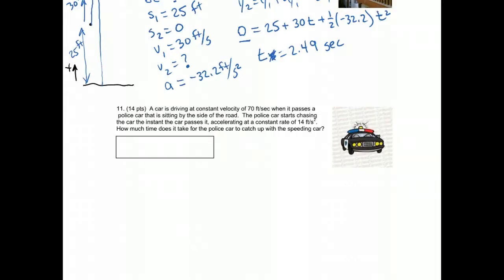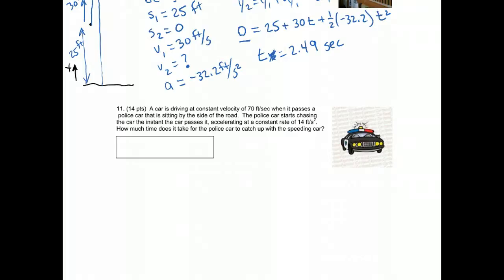Focus. A car is driving at constant velocity of 70 feet per second when it passes a police car sitting on the side of the road. The police car starts chasing the car the instant the car passes it, accelerating at a constant rate of 14 feet per second squared. How much time does it take for the police car to catch up with the speeding car? A little bit different than problems we've seen in the past, so let's think about it.